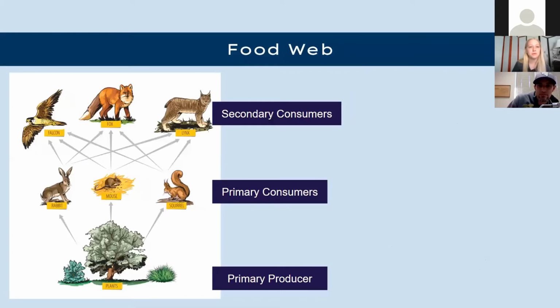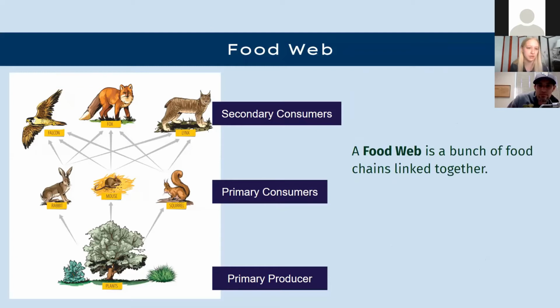And then we have our food web, which is essentially just a ton of food chains linked together. It still contains our primary producers, our primary consumers, our secondary consumers, and our tertiary consumers. However, they're more so linked together. So here we have it starting with plants. Plants are our primary producer. They're being eaten by the herbivores, which are our primary consumers. And then those herbivores are being eaten by secondary consumers, our carnivores.